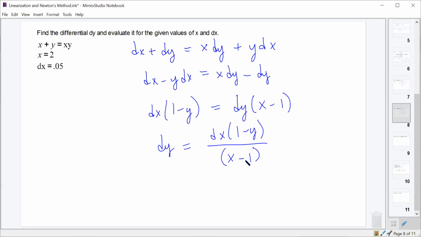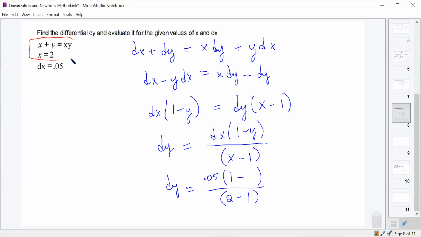Yeah. All right. So when we try to plug things in, what's the issue we have? dx is 0.05. That's not a problem. 1 minus y is 1. Oh, well, there's the problem. We don't have a y value, do we? We have an x value. But we don't have a y value. How are we going to find a y value then? Yeah, we're going to have to plug it back in up here.